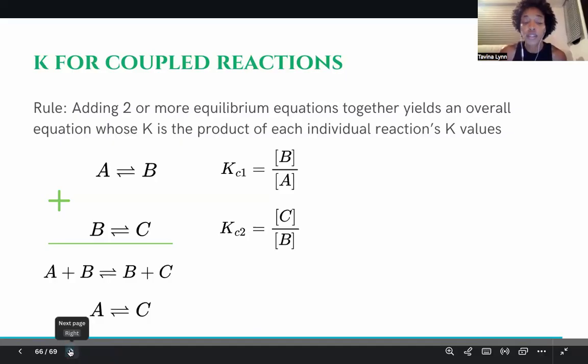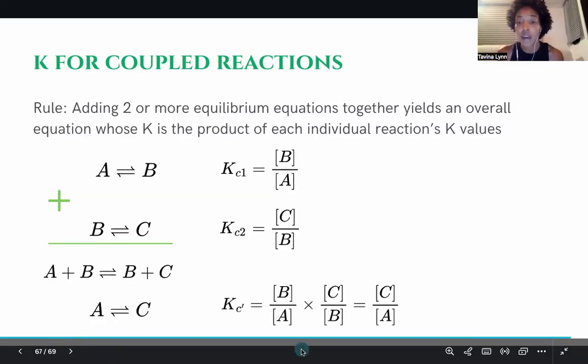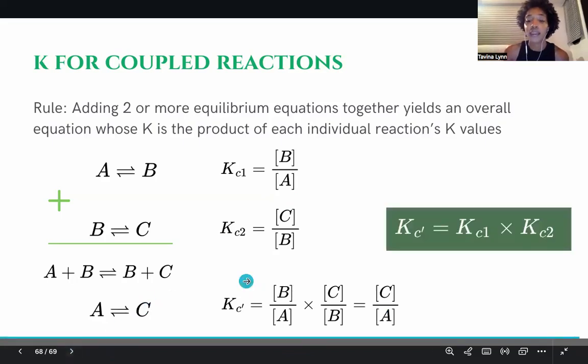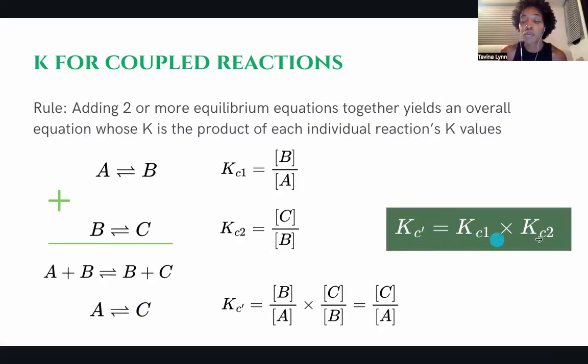So, according to this rule, our equilibrium constant for our overall reaction will be the product of each of the individual K values. So we multiply Kc1 by Kc2 and we get C over A as expected, right? So our general rule is Kc prime will be equal to the product, right, of our individual reaction K values.